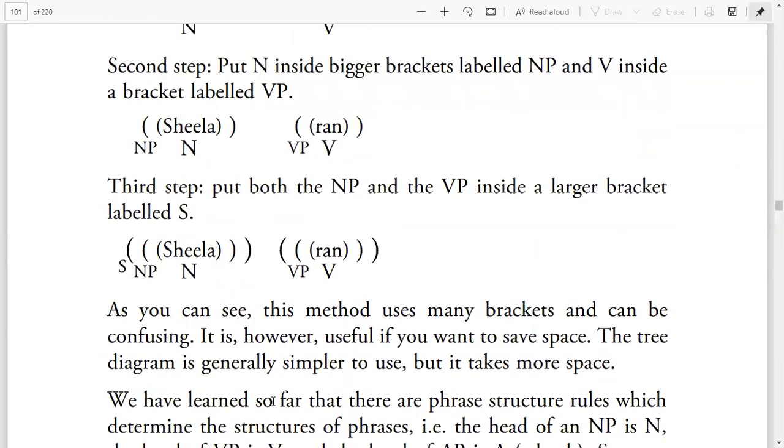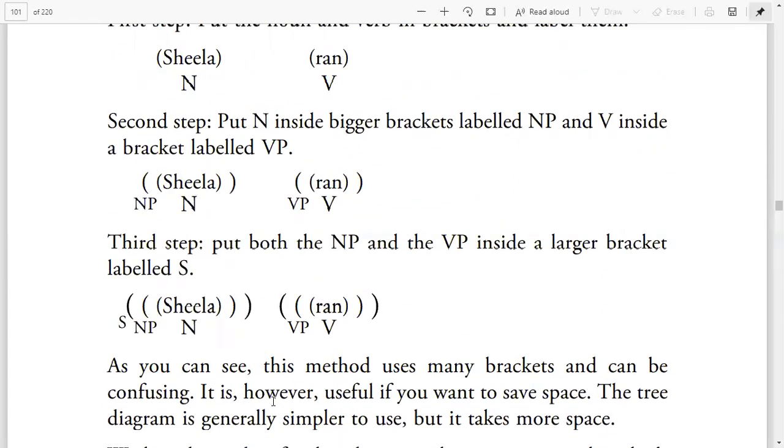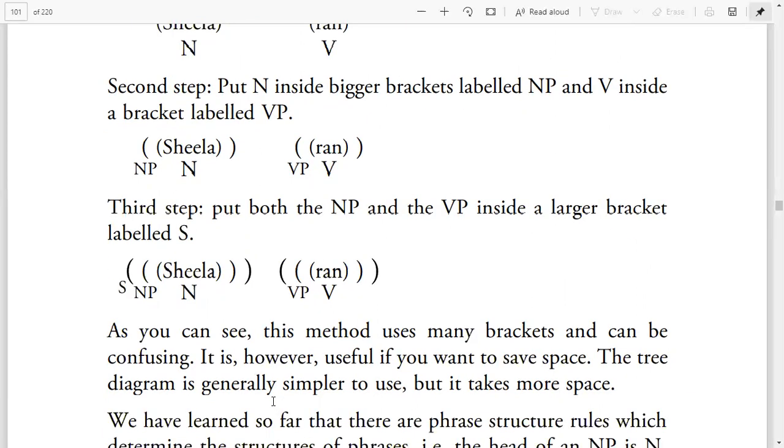As you can see, this method uses many brackets and can be very confusing. It is however useful if you want to save space. The tree diagram is generally simpler to use, but it takes more time. So I recommend you use the tree diagram instead of this method. But if you have limited space, limited pages, you can use this method as well. And if you are comfortable with this method, go for it. But if you're not comfortable, you should go for the tree diagrams.